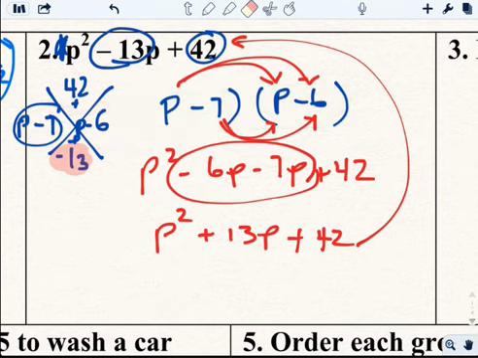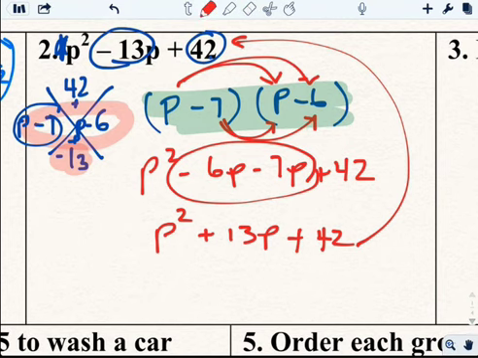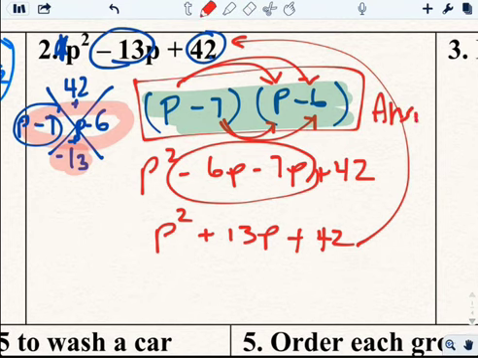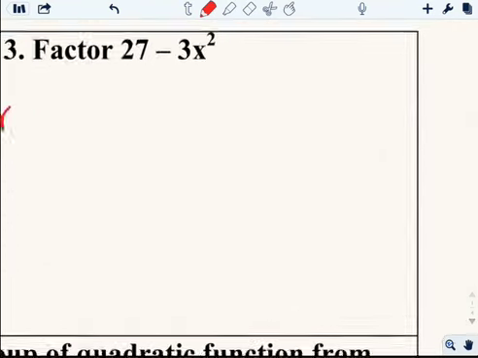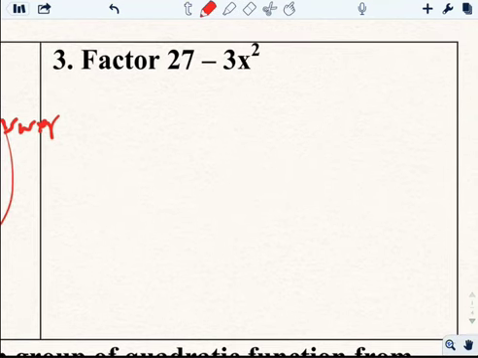This is our final answer right here. Okay? Now we can go to the next one. These are perfect squares. I'm going to stop the recording and test how it works.